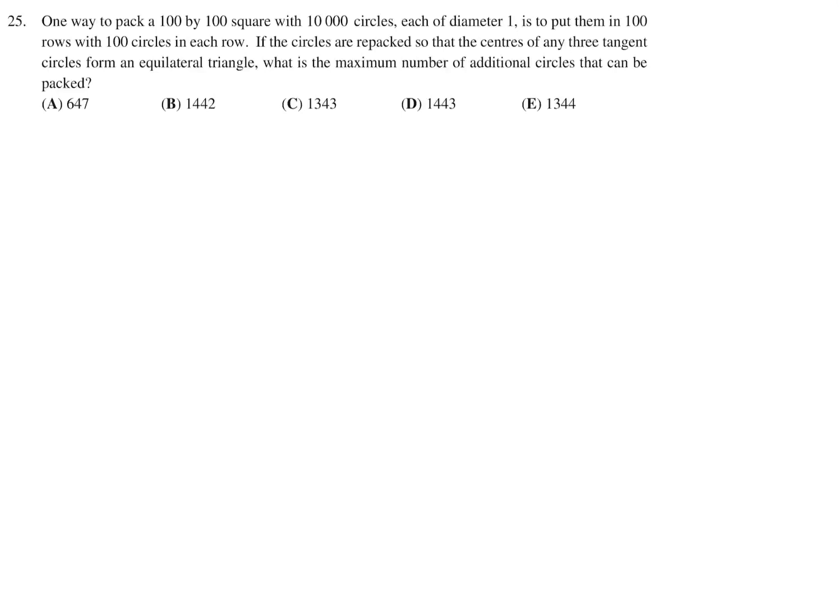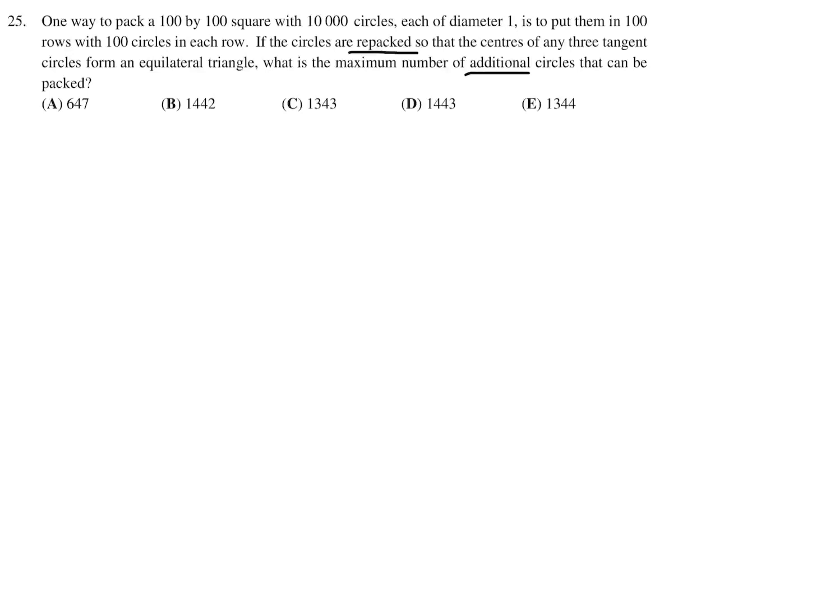One way to pack a 100 by 100 square with 10,000 circles is to put them in 100 rows with 100 circles in each row. If the circles are repacked so that the centers of any 3 tangent circles form an equilateral triangle, what is the maximum number of additional circles that can be packed?